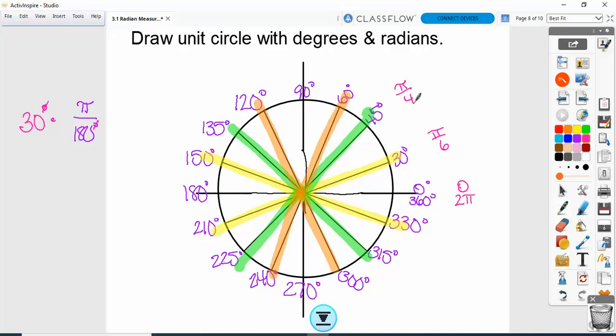60. So pi divided by 3. 90 times pi over 180, 1/2. So that's pi divided by 2. Is everybody with me? If I lost anyone, if you don't know where I'm getting these, please tell me now.